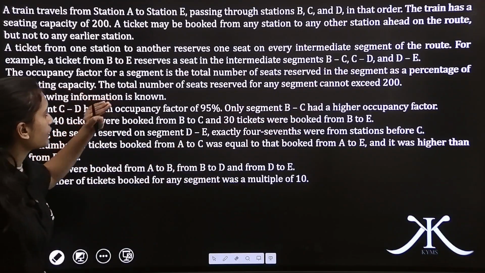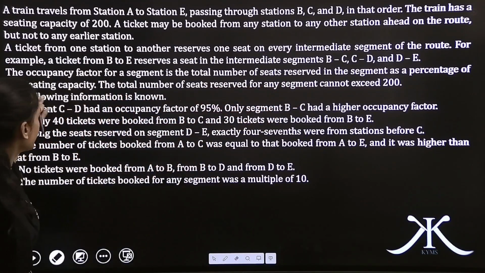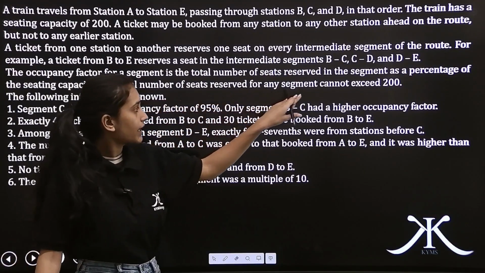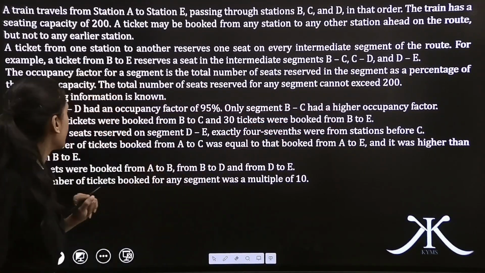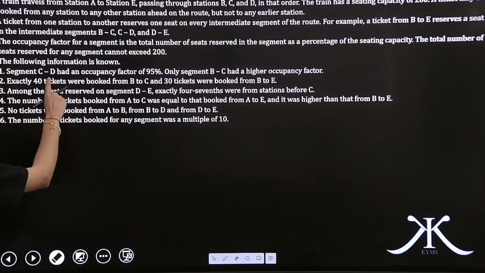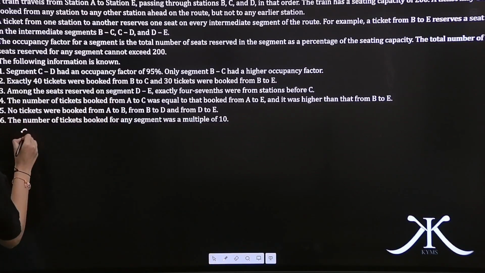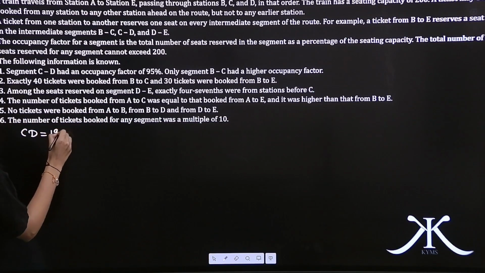The occupancy factor for a segment is the total number of seats reserved in the segment as a percentage of the sitting capacity. The total number of seats reserved for any segment cannot exceed 200. We have also been given some extra information. So let's see. For CD, they have an occupancy of 95%. So for CD, it would be 190.